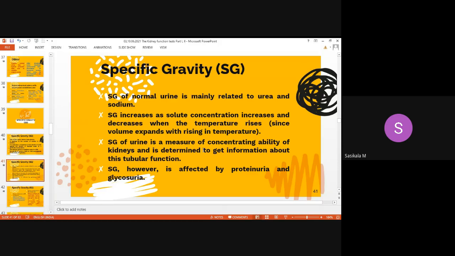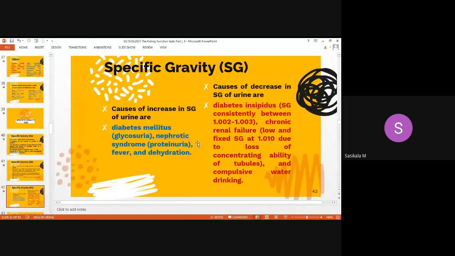Then specific gravity of urine is the measure of the concentrating ability of the kidneys, and it is determined to get information about tubular function. SG, however, is affected by proteinuria and glycosuria. Specific gravity will definitely be shifted from the normal range by proteinuria, excretion of protein in urine, and glycosuria, excretion of sugar in urine during diabetic conditions. In these two conditions, specific gravity will be affected from the normal value.